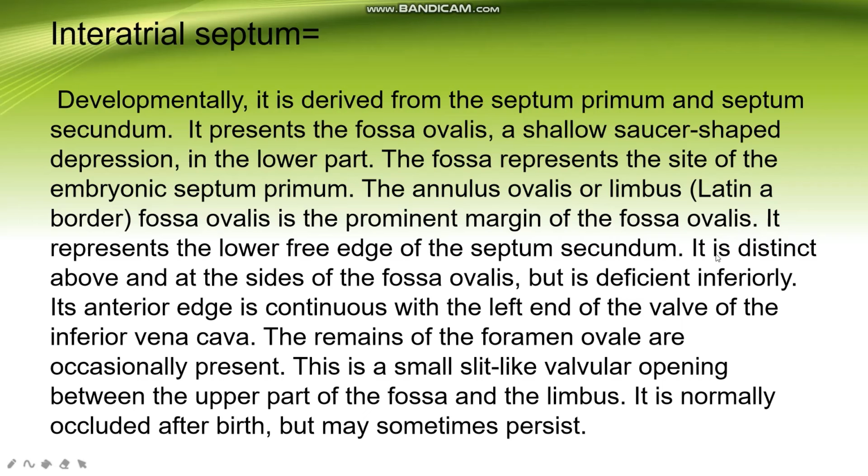It is distinct above and at the sides of the fossa ovalis, but it is deficient inferiorly. Its anterior edge is continuous with the left end of the valve of the inferior vena cava. Remains of the foramen ovale are occasionally present as a small slit-like valvular opening between the upper part of the fossa and the limbus. It is normally occluded after birth but may sometimes persist.